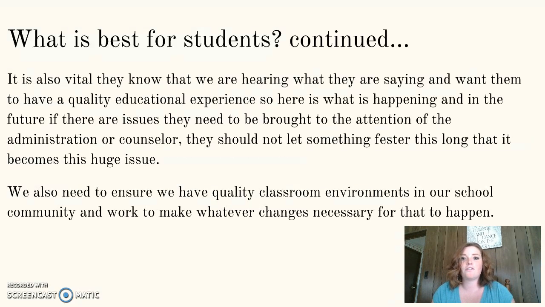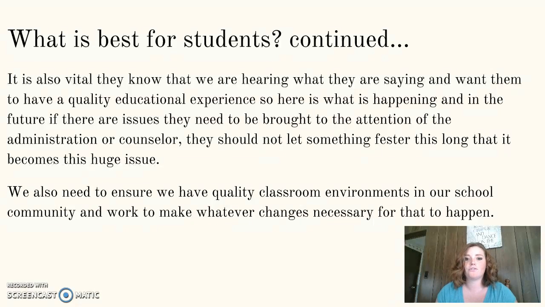It's also vital that they know that we are hearing what they're saying and want them to have a quality educational experience. So here's what's happening. And in the future, if there are issues, they need to be brought to the attention of the administration and counseling. They shouldn't let something fester this long that it becomes this huge issue that they feel the only way to express themselves is to create a threatening website.